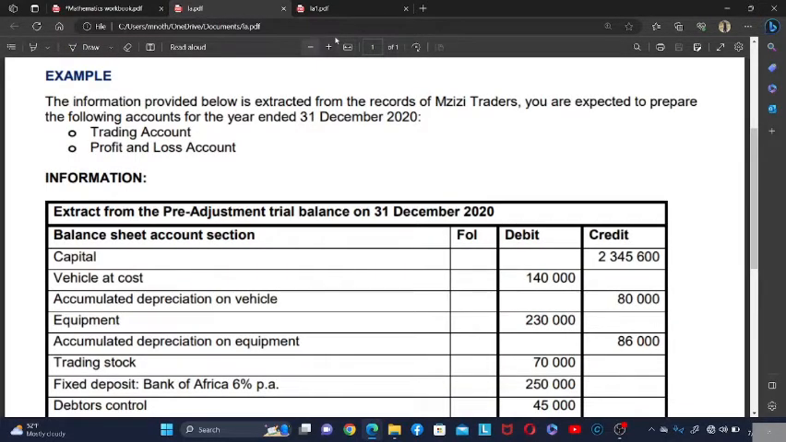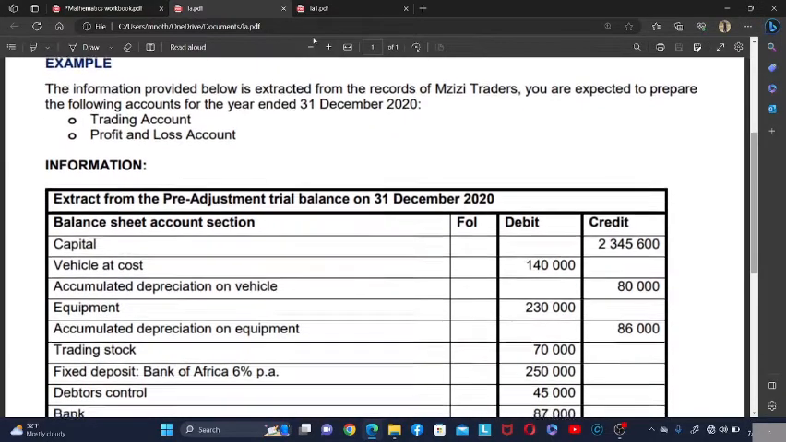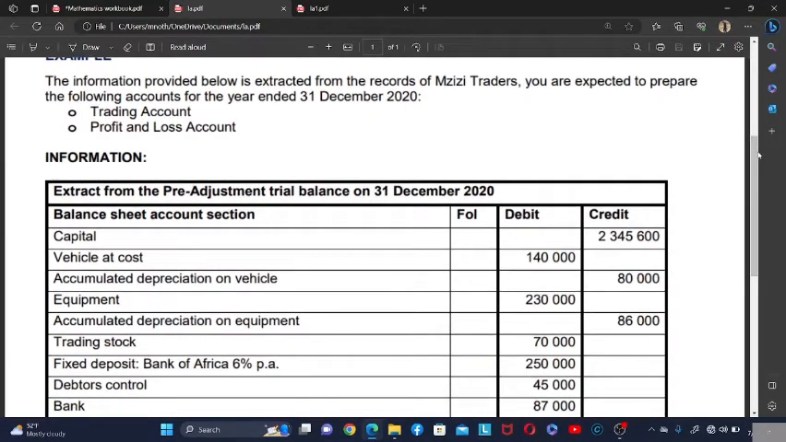Good day. Today we are going to focus on the profit and loss and the trading account. The information provided below is extracted from the records of Mzizi traders. We are expected to prepare the following accounts for the year ended 31 December 2020. So we are told to do the trading account and the profit and loss. Let's go and do it.